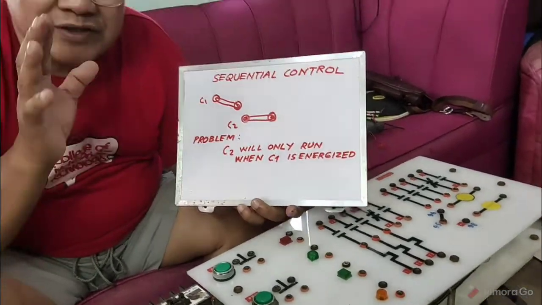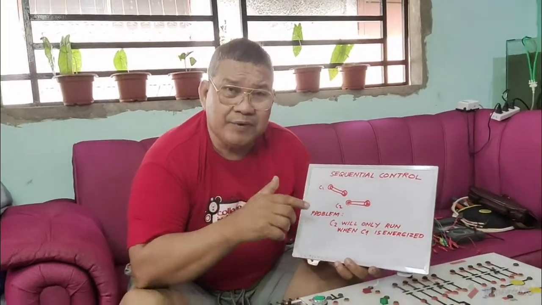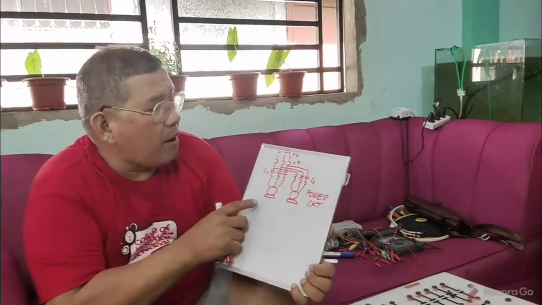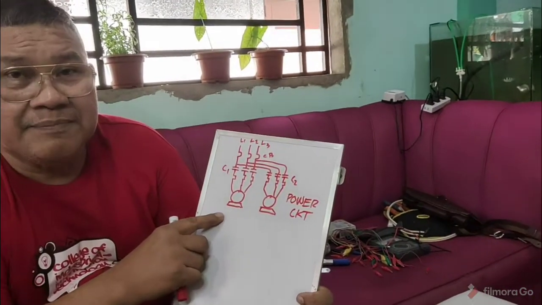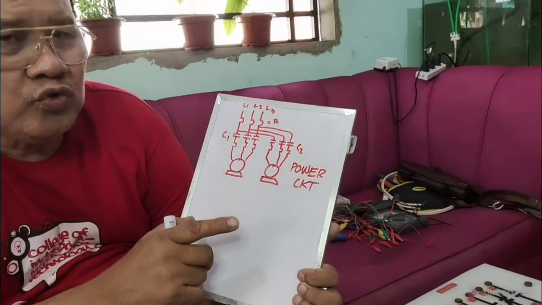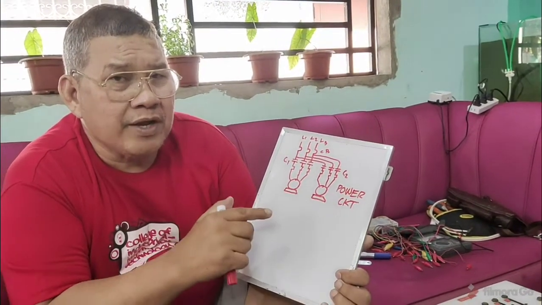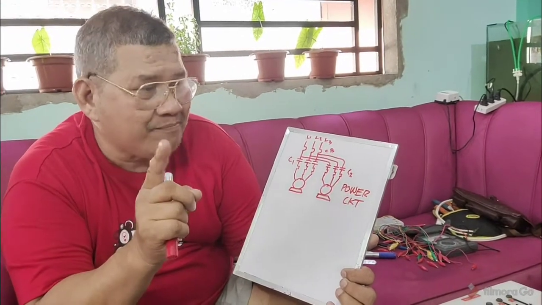So I will illustrate to you the power and the control circuit of this problem. Here is now the power circuit for that problem. What is the problem? Conveyor number 2 will only run when conveyor number 1 is energized. That's the problem. Okay?